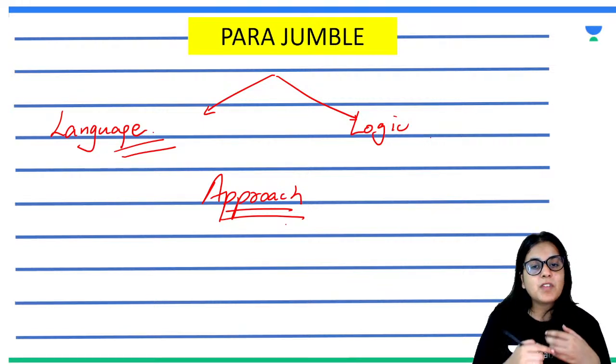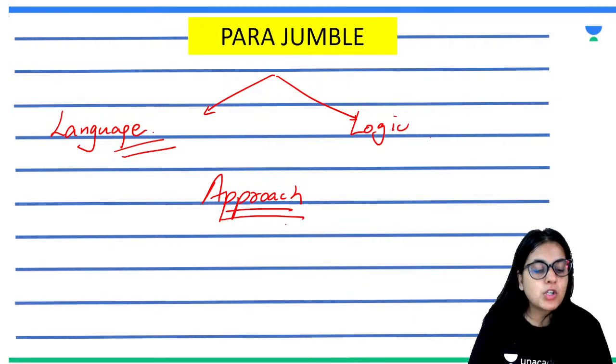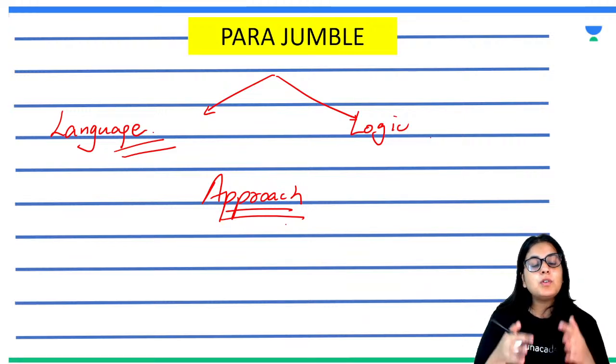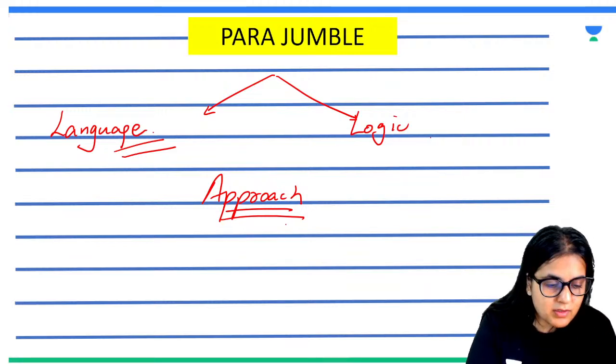ठीक है, तो कभी कभी opener नहीं मिलता है, it's okay, then what do you do? How do you build subsets? What's the right approach? What's the time to be given? What is the exit time? So we are going to discuss all of this when it comes to para jumble. So are you ready, guys?